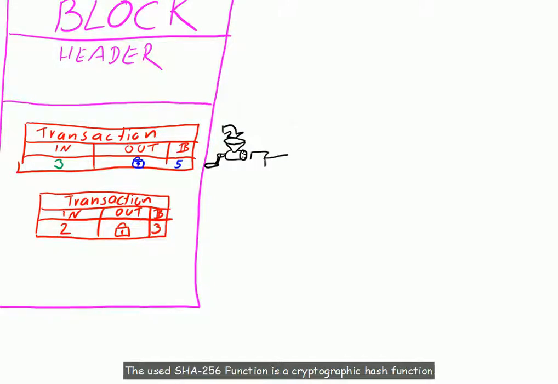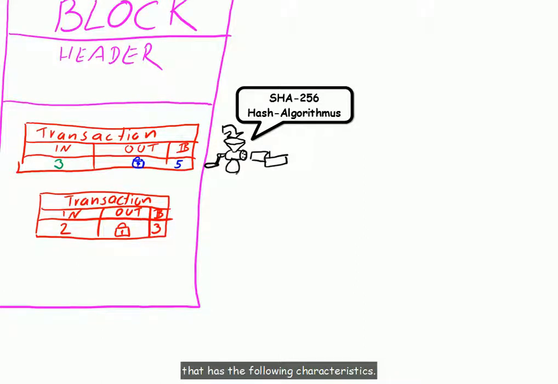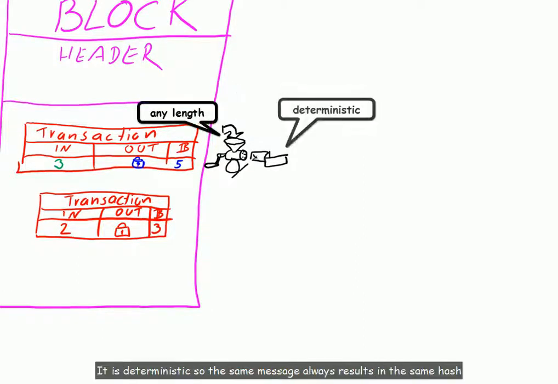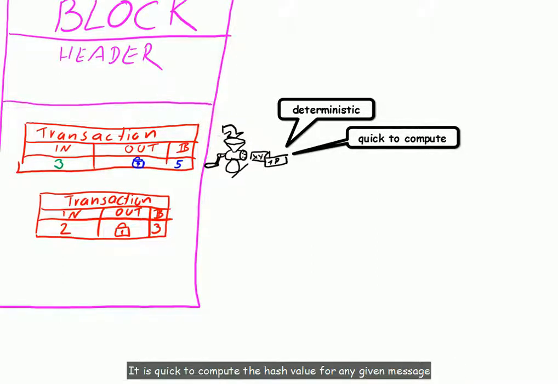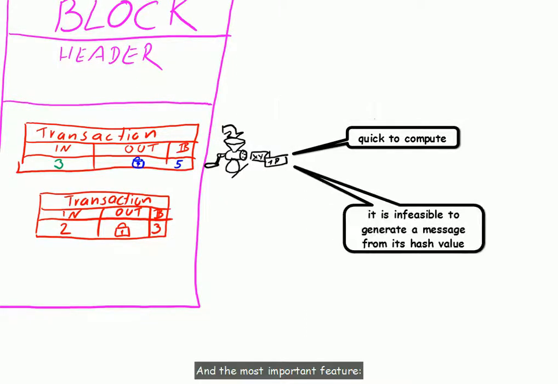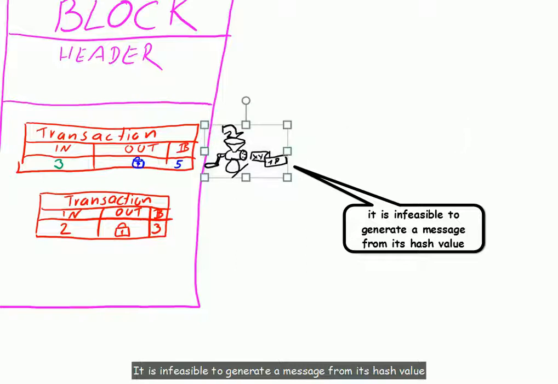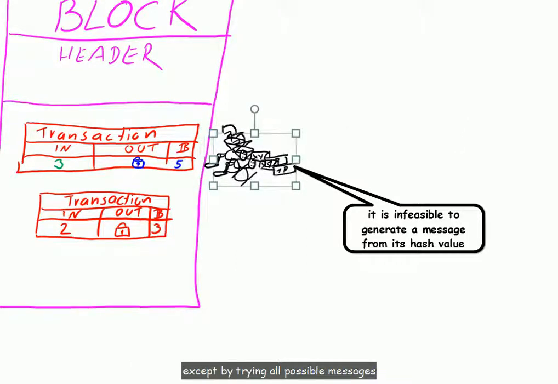The used SHA-256 function is a cryptographic hash function that has the following characteristics. It is deterministic, so the same message always results in the same hash. It is quick to compute the hash value for any given message. And the most important feature, it is infeasible to generate a message from its hash value except by trying all possible messages.